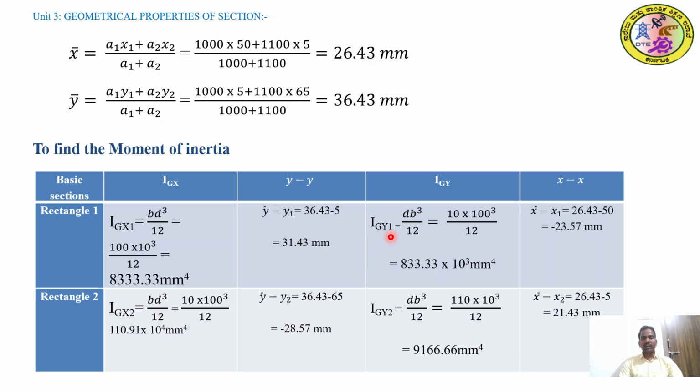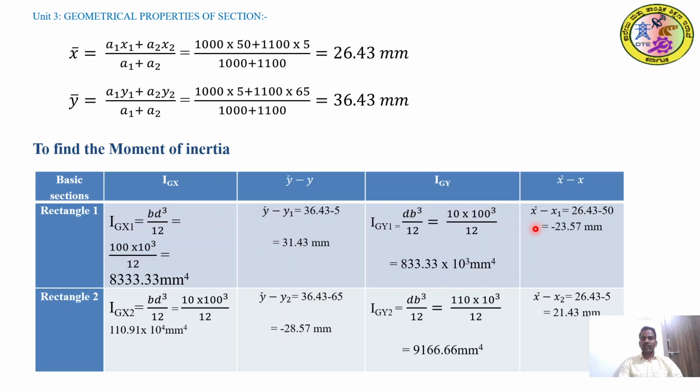In the first rectangle, we need to find the moment of inertia with respect to the y axis also. The formula for the moment of inertia of the first rectangle with respect to the y axis is db cube by 12, where d is the depth of the section, that is 10 millimeter, and b is the width of the section, that is 100 millimeter. So 10 times 100 cube divided by 12. If we substitute, the value is 33.33 into 10 power 3 millimeter power 4.